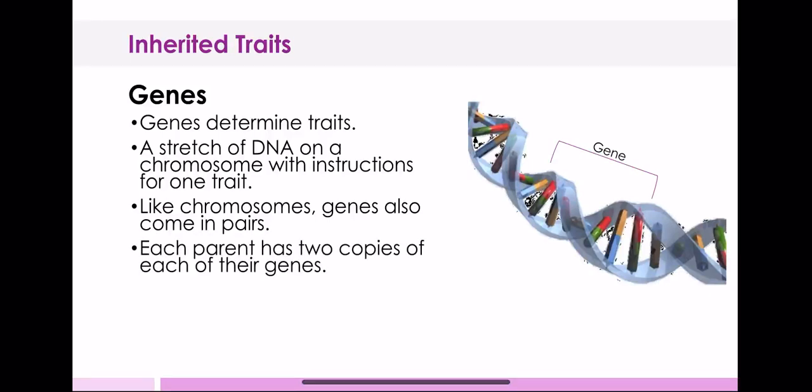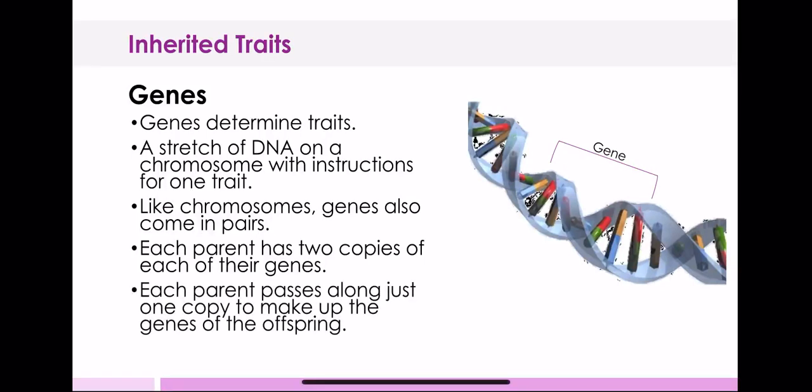So each parent, each human being has 2 copies of each of their genes, but through reproduction and through meiosis, we're only going to pass on one of those copies of that gene to our offspring. So therefore, the offspring will be a combination of the parent's genes, but unique in their own right because they inherited one gene from each parent.